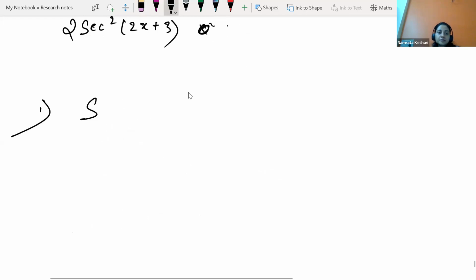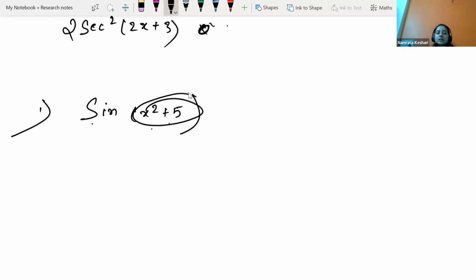Now we are having sine of x squared plus 5. What will be the derivative of this one, Fatima? The derivative of x squared plus 5 is 2x. But sine x, we are going to treat it like an x. So sine x derivative is cos of x squared plus 5.